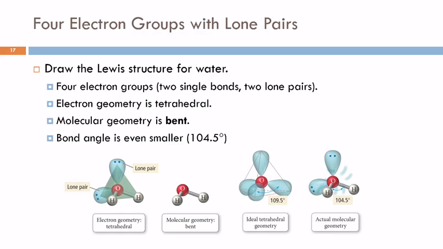What about 4 electron groups with 2 lone pairs? Let's look at the Lewis structure for water. So usually we draw water that way. If we're just looking at the Lewis structure, not thinking about things very well, we might predict that water has a linear structure, right? Because, well, hydrogen, oxygen, hydrogen, they'll just line up, right? But water is not linear, and we know this by experiment.